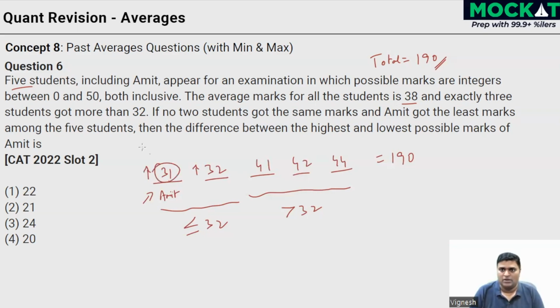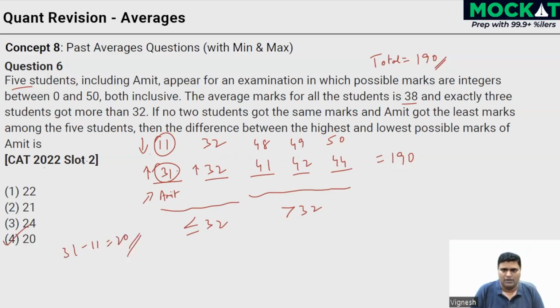This is the highest. Now on to the lowest possible marks for Amit, right? So if I have to reduce it as much as possible, for the remaining 4 people, I have to give the highest possible scores. What's the highest I can give here? 50. The highest I can give is 49. Highest I can give is 48. Adds up to 3 into 49, 147. 147 I remove from 190. I'm going to be left with 43. 43. And if I give the highest of 32 from 43, I'm left with 11 over here, right? So 31 is the highest, 11 is the lowest. 31 minus 11, 20 should be the answer over here, right?